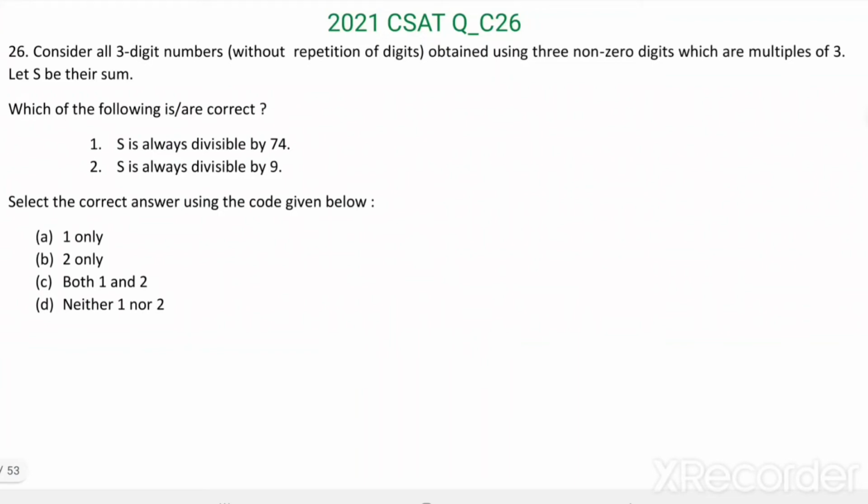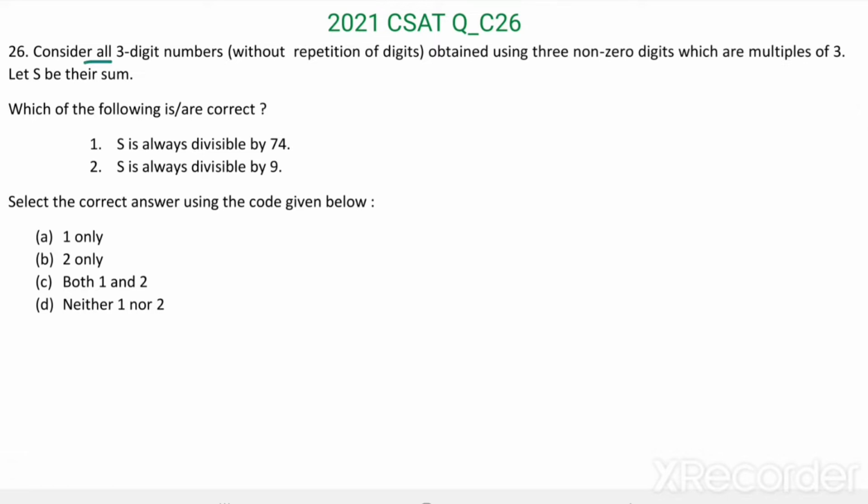Question number 26. Consider all three-digit numbers without repetition of digits obtained using three non-zero digits which are multiples of 3. Let S be their sum. Which of the following is or are correct? Statement 1. S is always divisible by 74. Statement 2. S is always divisible by 9.